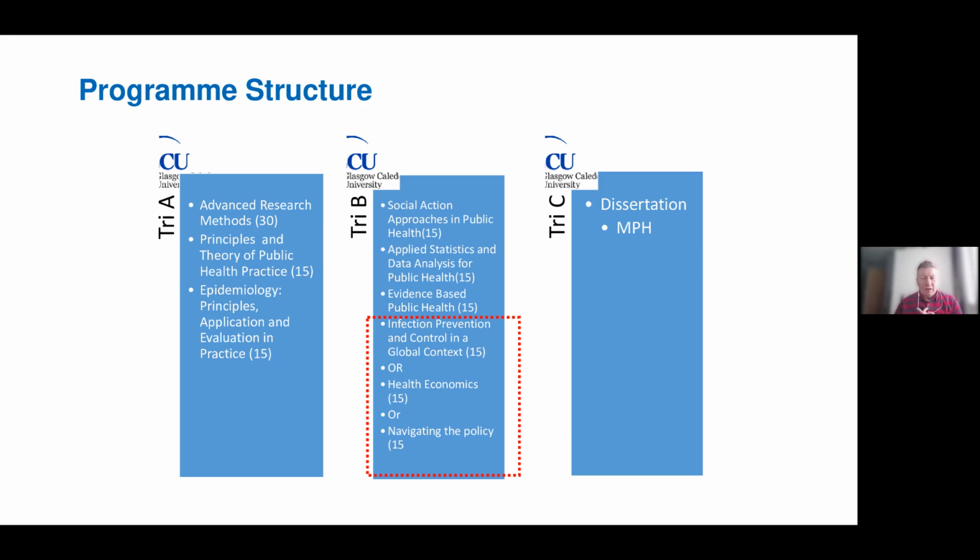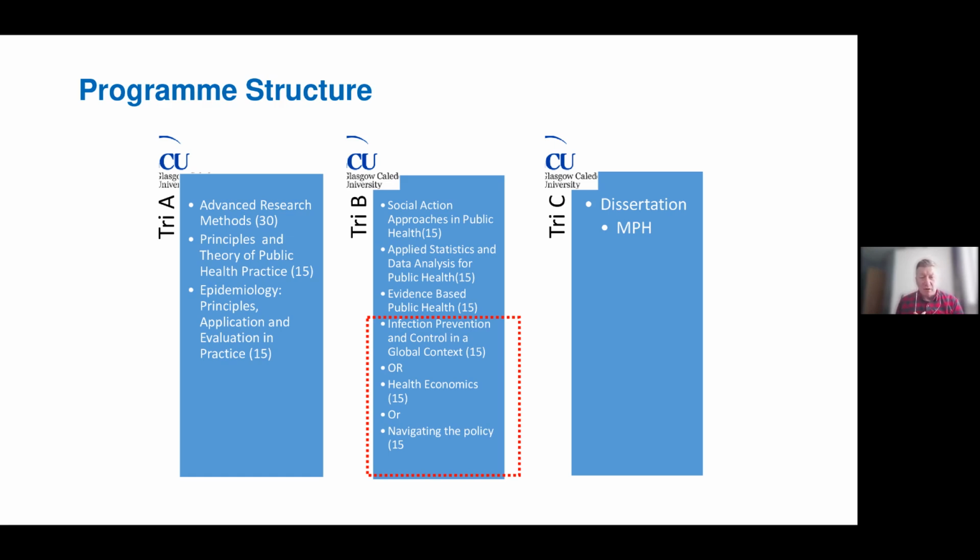Moving on, completion of them, you would then move to trimester B, which would commence in January 26, and you would have 4 modules to study. So the core modules here for public health in trimester B, you can see, are social action, applied statistics, and evidence-based public health. So these are what we call the core modules within the program, and everyone must study them, the same as the 3 that I explained for trimester A.